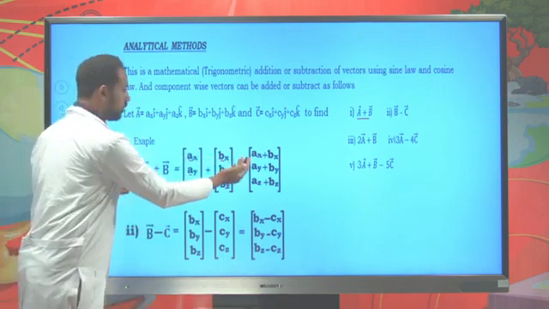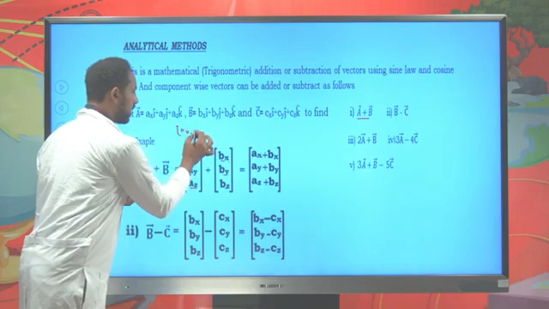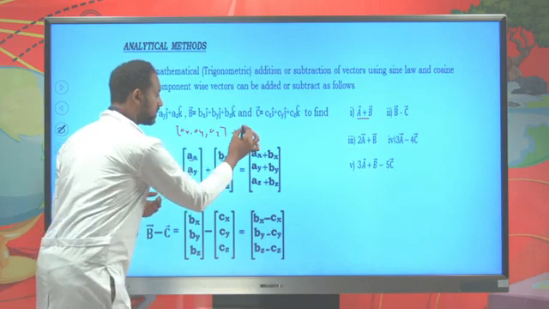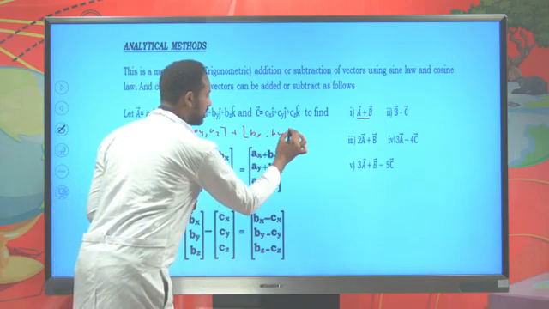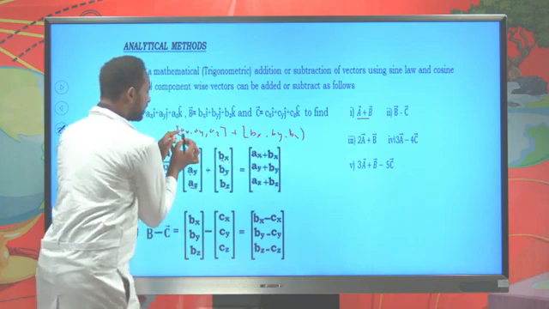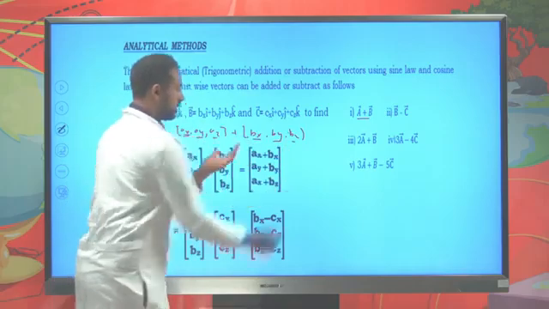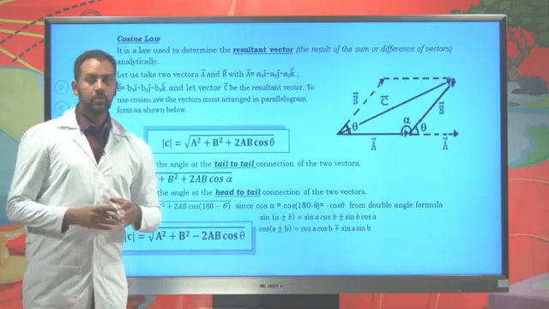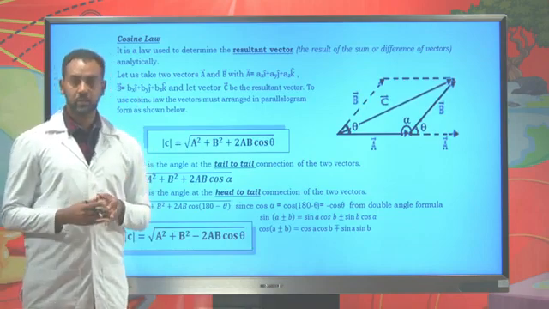Or it's also possible to use row-wise, meaning you can put ax, comma, ay, comma, az, okay, plus bx, comma, by, and bz, okay. Therefore, it's possible to add ax with bx, ay with by, az with bz. This technique is called row-wise, and this one is called column-wise. And the other law, the trigonometric or mathematical method of vector adding and subtracting, is cosine law.